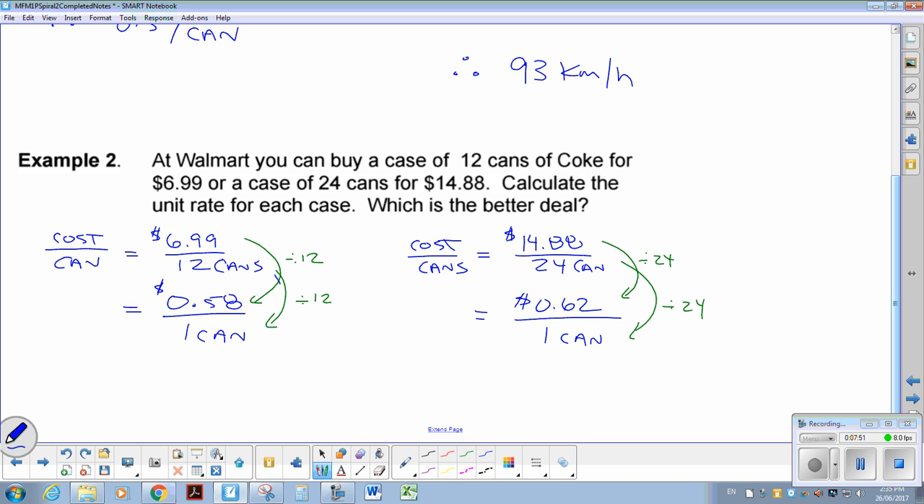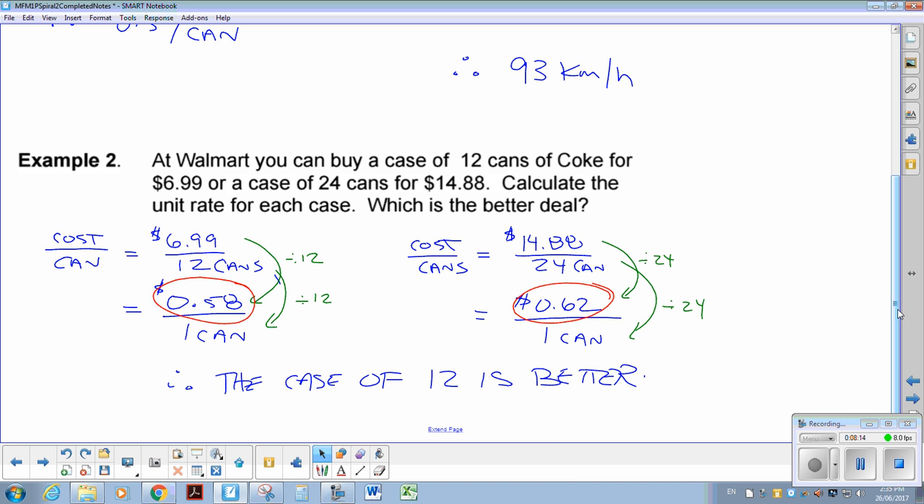Okay, so which is the better deal? The question becomes, what do you want to pay? Do you want to pay 58 cents a can, or 62 cents a can? Therefore, the case of 12 is better. So you've got to be careful. Sometimes grocery stores and stores like Walmart try to move stuff that they have too much of. In this case, they must have a lot of 24 cans or full cases of pop. So they'll pretend it's on sale, but it still costs you more money to purchase. So it's always important. And they have these stickers.